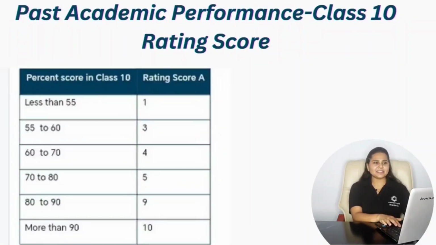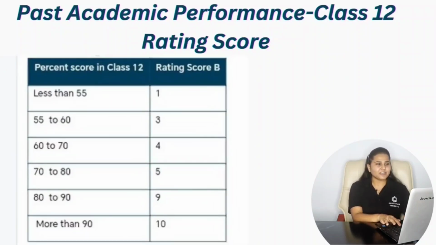So here, there is some rating score for class 10th and 12th according to your percentage. If your percentage is more than 90 in class 10, there are 10 points. If it ranges between 80 to 90, there are 9 points. Then if your percentage ranges between 70 to 80, there are 5 points. In a similar way, you can calculate your rating score for class 10.